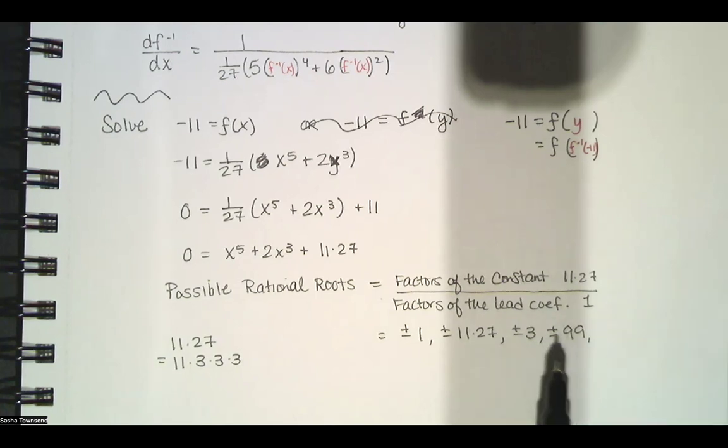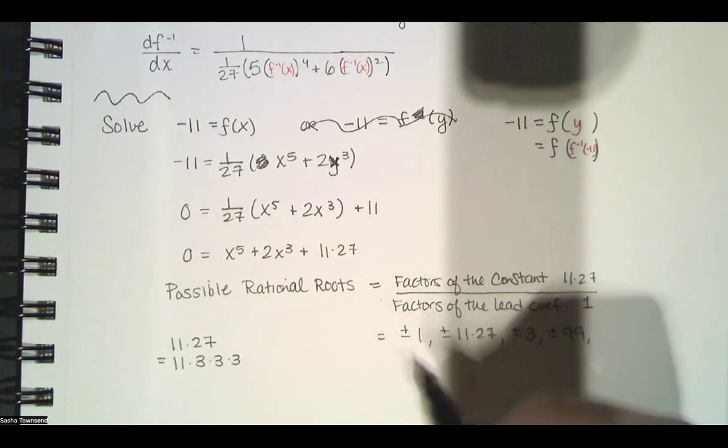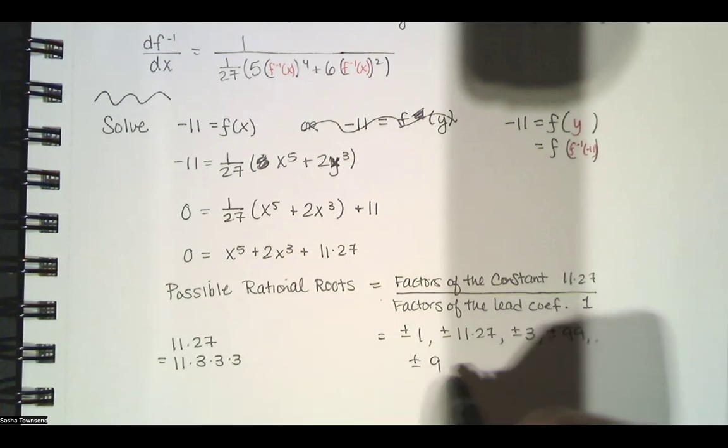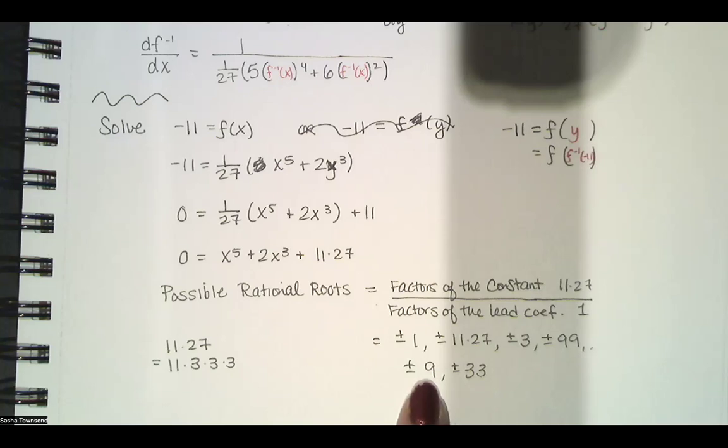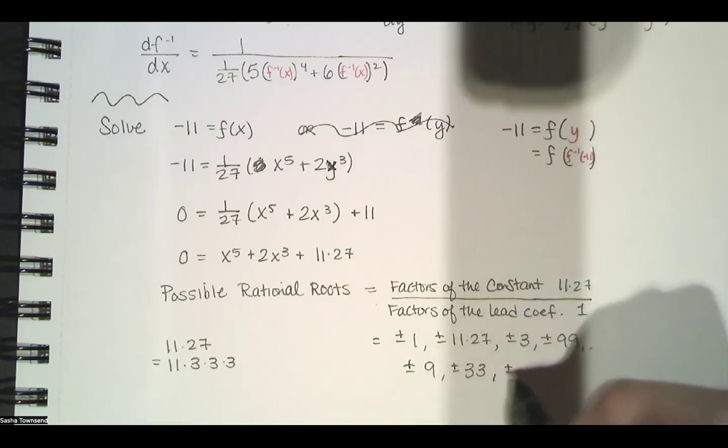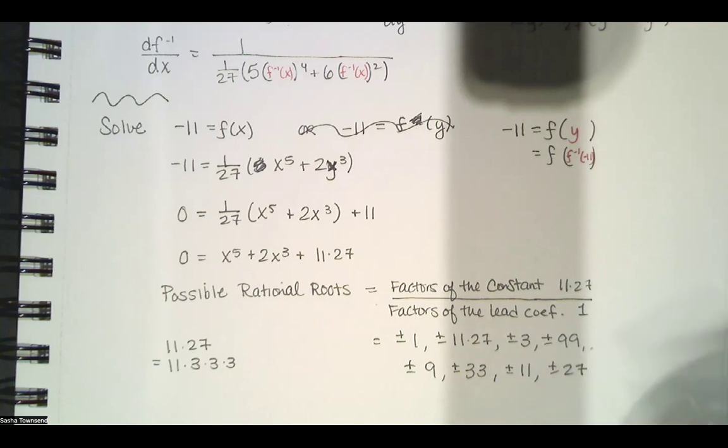4 is not a factor. 5 is not a factor. 6 is not a factor. We don't have another factor until we get a 9, right? So we could also just factor out a 9 here. So we could have plus or minus 9. And then if we factor out a 9, we have plus or minus 33. And say, okay, 11 is a factor. Then plus or minus 11 and plus or minus 27. 12, 13, 14. We're not going to have any other factors until we get to 27, right? And we have 27 and then 11. I think those are it. That's our list.